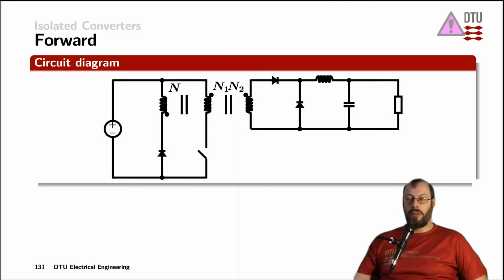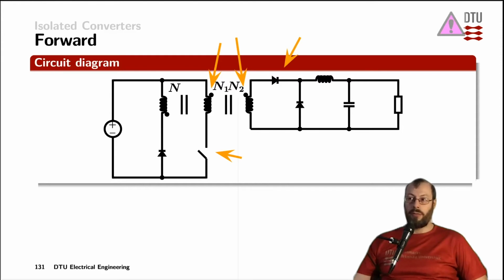The forward converter has similarities with the flyback converter. But the main difference here on the transformer is that the start of the secondary winding is on top and pointing the same direction as the primary winding. We get a switch in series with the primary winding, and again we have a diode here.